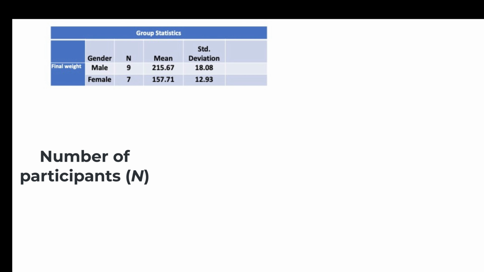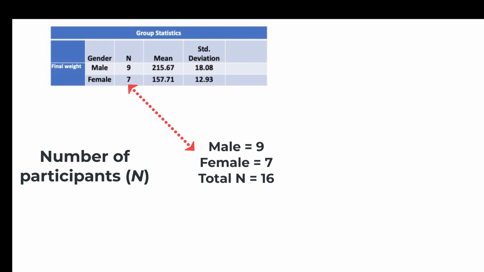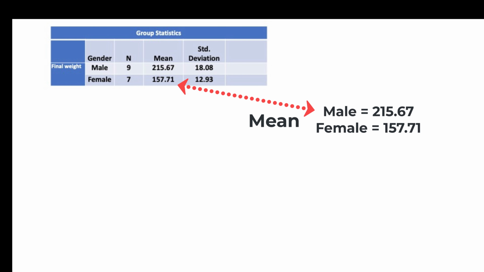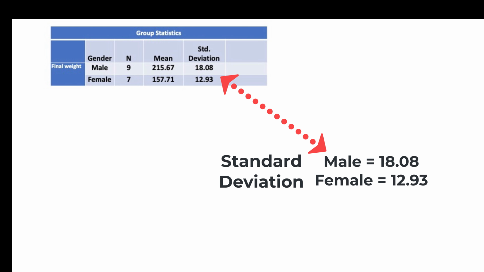Now, the next one up is your number of participants. You'll see the arrow goes to 9 and 7, and 9 and 7 equals 16. So there's 16 total participants. Now the next one up is the mean, and the mean is 215.67 for the male and 157.71 for the female. You can see the standard deviation is 18.808 for the male and 12.93 for the female. So we can look at this and say that they're not really spread out numbers, but they're not totally close either.